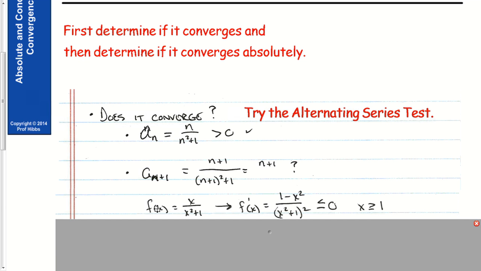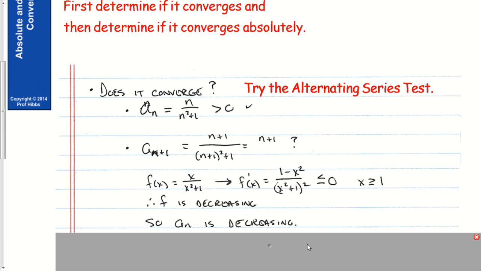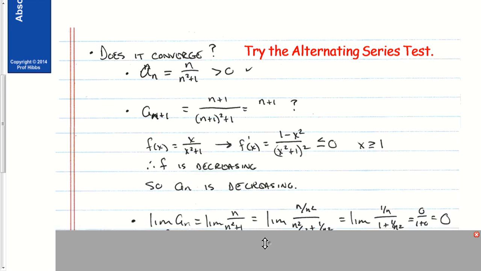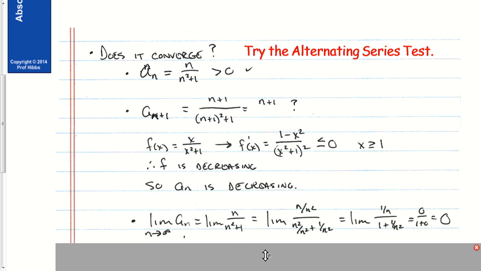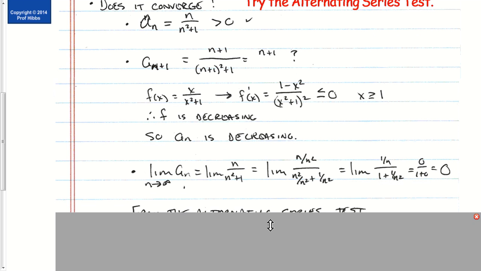is decreasing whenever x is greater than or equal to 1, which means a sub n, n over n squared plus 1, is getting smaller as n gets larger. That's the idea, that the a sub n's are decreasing based on that information. Now, the limit of the a sub n's, we're taking the limit of n over n squared plus 1, and without a whole lot of work, we can figure that's equal to 0. So the alternating series test tells us our original series converges.